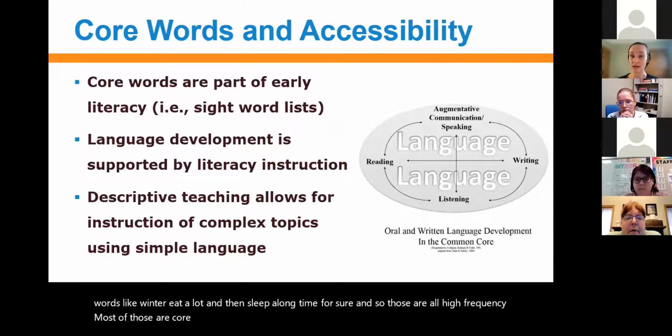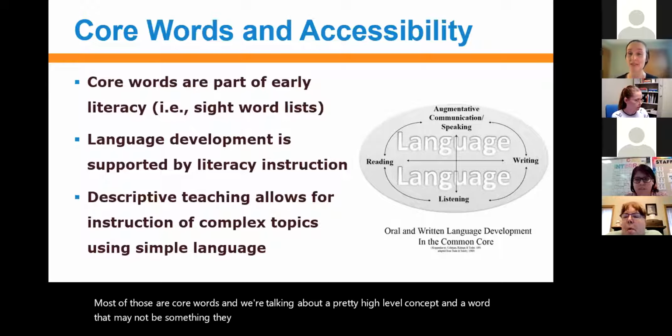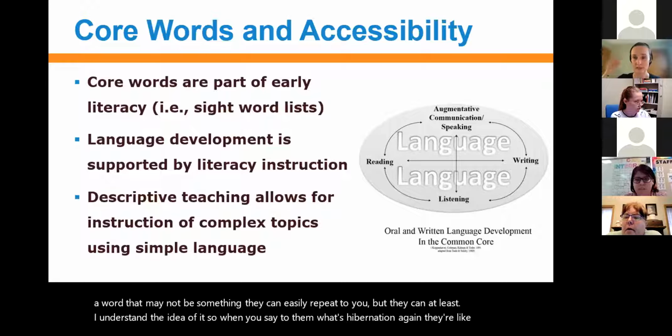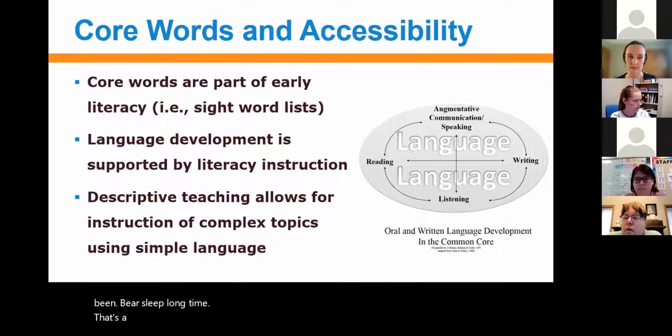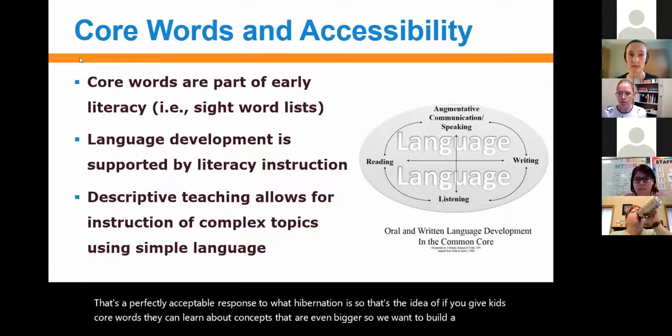And we're talking about a pretty high level concept and a word that may not be something they can easily repeat to you, but they can at least understand the idea of it. So when you say to them, what's hibernation again? They're like, oh, it's when bears sleep long time. Yeah, that's a perfectly acceptable response to what hibernation is. So that's the idea: if you give kids core words, they can learn about concepts that are even bigger. So we want to build a good foundation of learning using that core vocabulary.